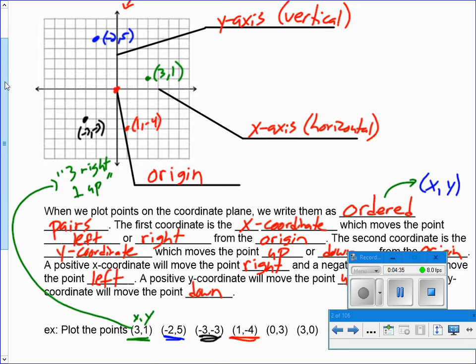The last two are a little bit tricky. Points that have zeros in them are going to be on an axis. So for (0, 3), an x-coordinate of 0 means I don't move left or right at all, I only move the y-coordinate, up 3. And this other one means the opposite. (3, 0) means my x-coordinate is 3, I move 3 to the right. A y-coordinate of 0 means I don't move up and down at all. So anytime we see a 0, that means that point is going to be on an axis.